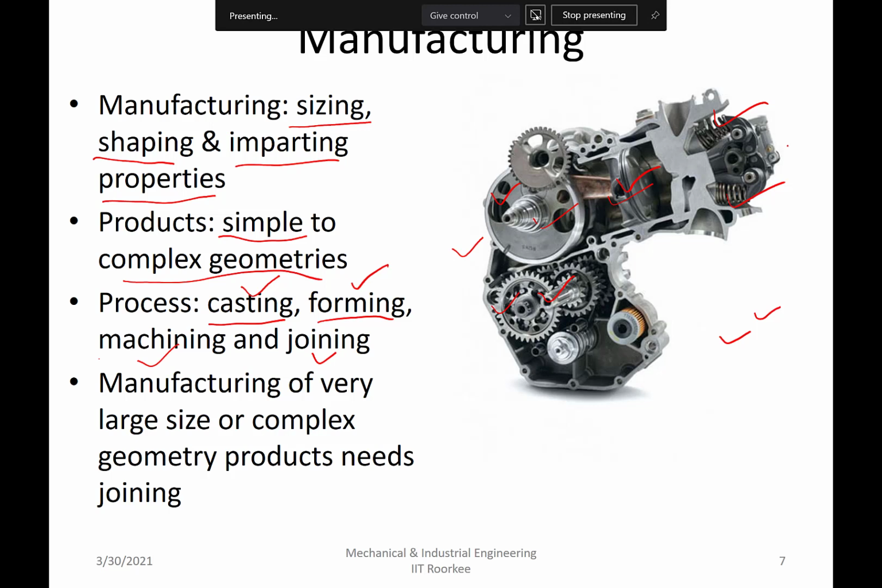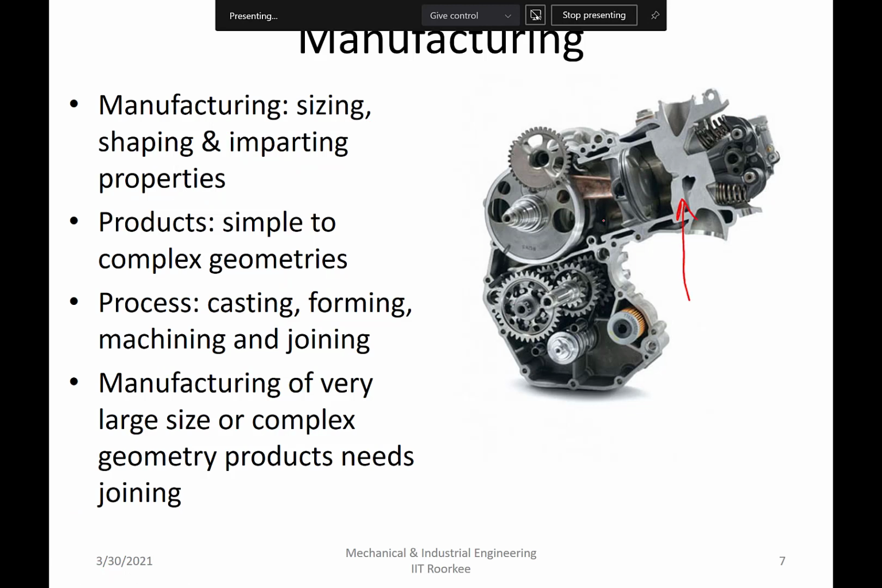Say if you take here itself, as an example, this is your cylinder head. Cylinder head is firstly made with casting only, but whatever cylinder head is made, that is not exactly as per our size and shape, so it has to be machined also.